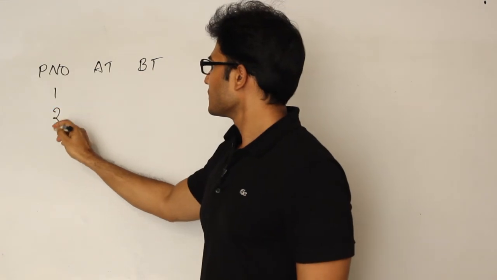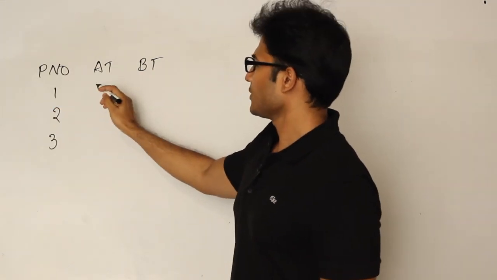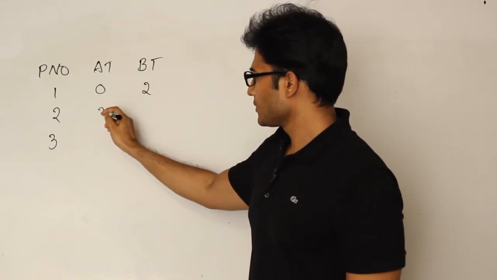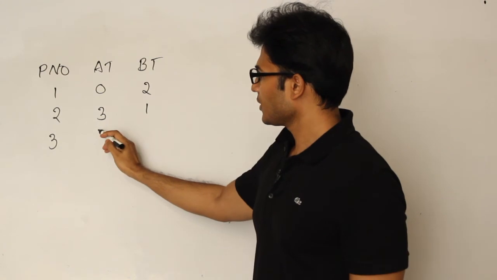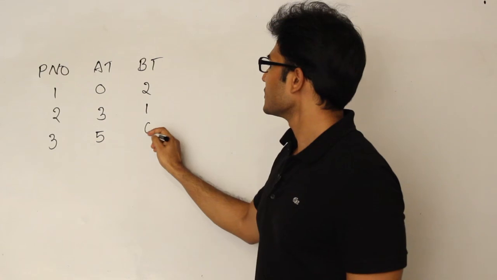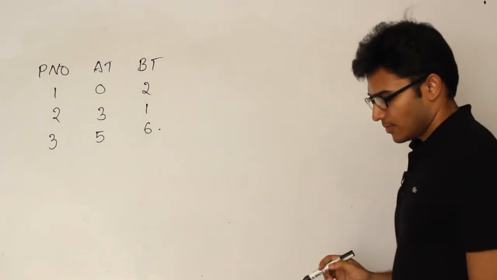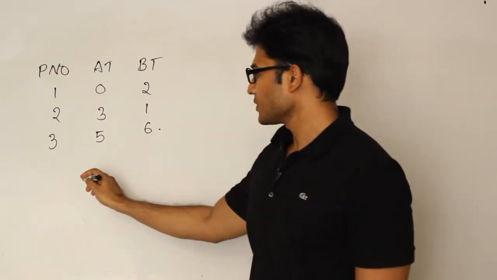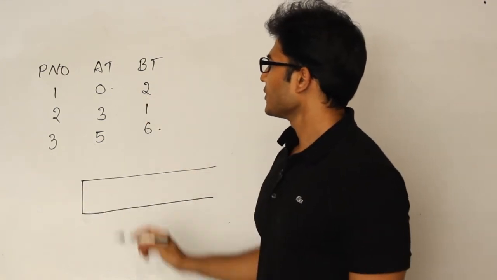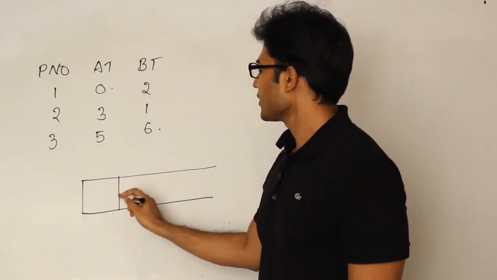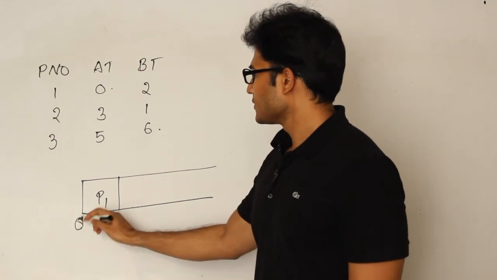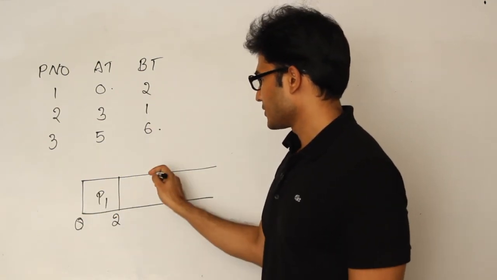Process P1, process P2, process P3, and the arrival time is say 0, and burst time is 2, and the arrival time is 3, and the burst time is 1, and the arrival time is 5, and the burst time is say 6, something like this. Then you are obviously going to pick the first one to execute. So you are going to take P1, it is going to start at 0, and since the burst time is 2, it is going to finish by 2 units, right?